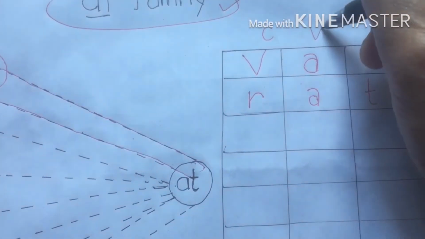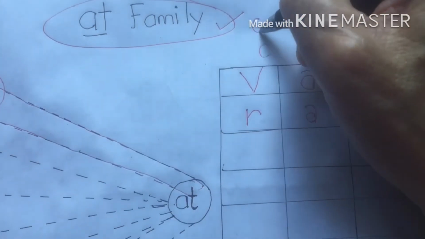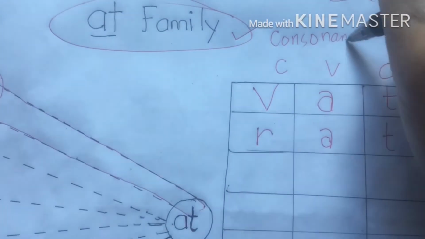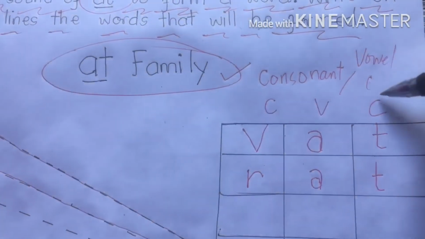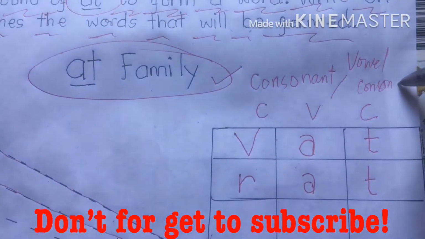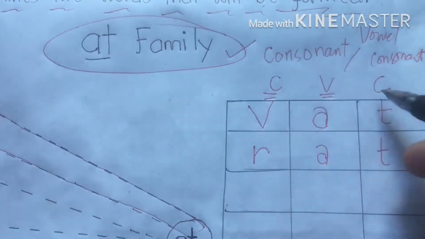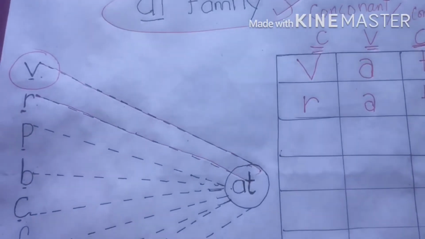CVC. Consonant. I'm going to write, my dear students. Consonant. Vowel. Consonant. Okay, that is the CVC form, to make it clear, especially for you, my dear viewers.